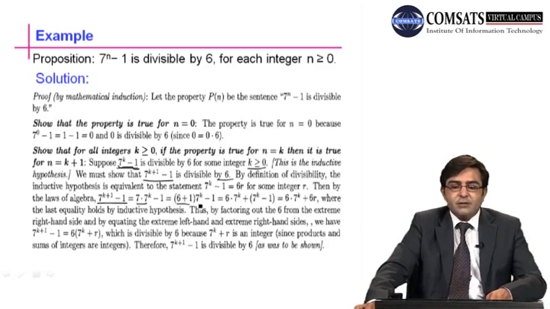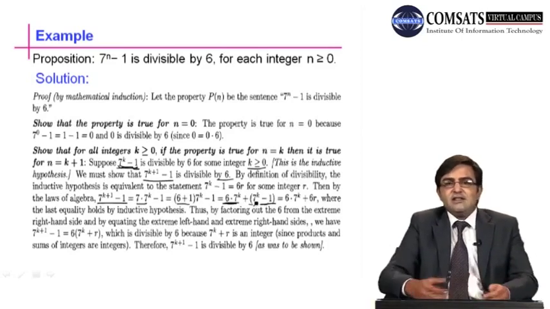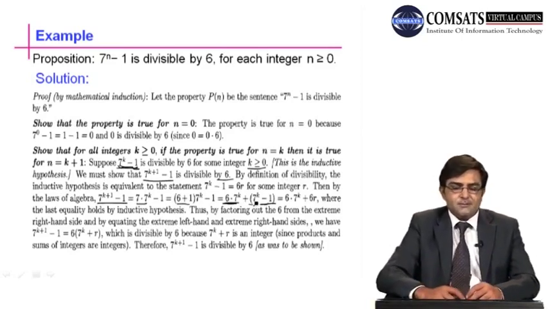So if we multiply 7 power k into this parenthesis, we get 6 into 7 power k plus 7k, and 7k minus 1 we can combine. Now by using P of k, that is this supposition, 7 power k is divisible by 6. Now this term is a multiple of 6. Now we have two terms which are divisible by 6, then obviously their sum is also divisible by 6.